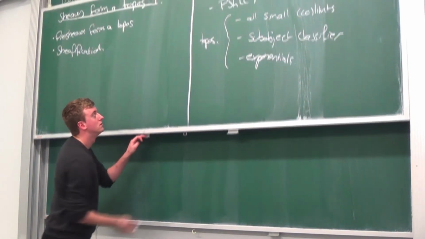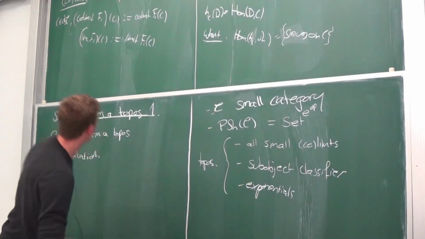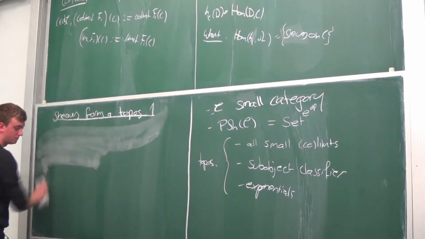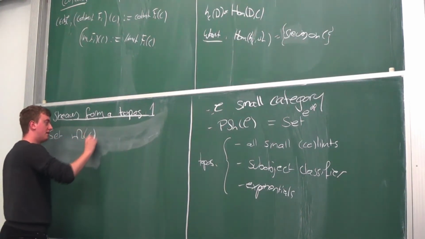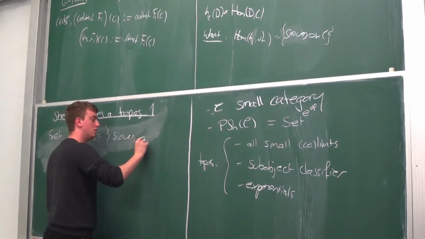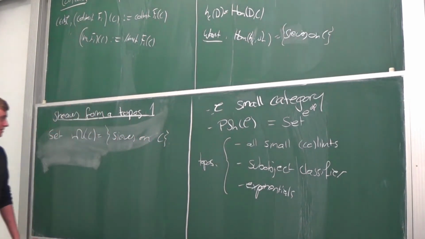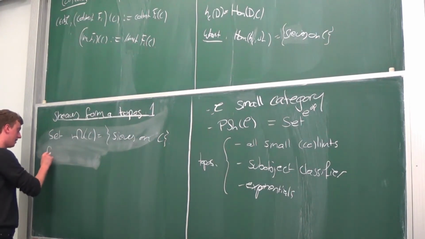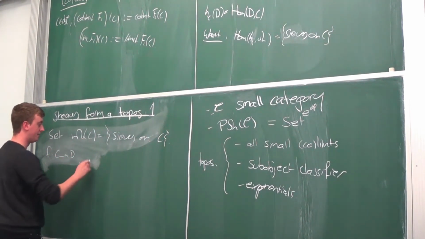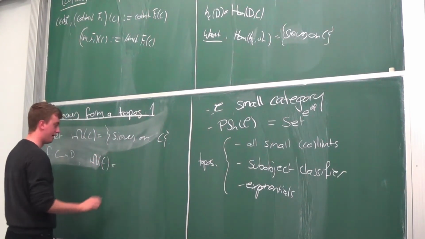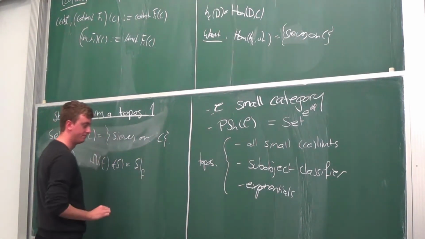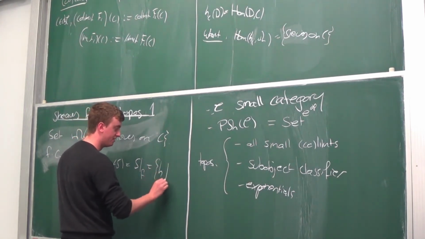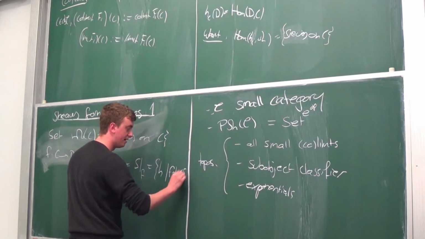Using this, we're going to go ahead and define Omega of C to be the set of sieves on C. Now actually this is not just a function on the objects of the category, but it is a presheaf, in that if we have F from C to D, then we define Omega(F) of S to be S restricted along F, which is just going to be all those morphisms H such that F after H is in S.